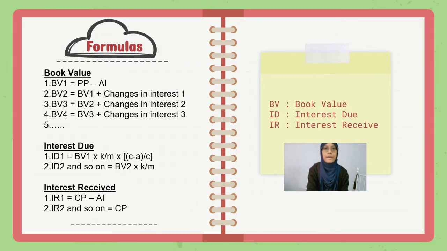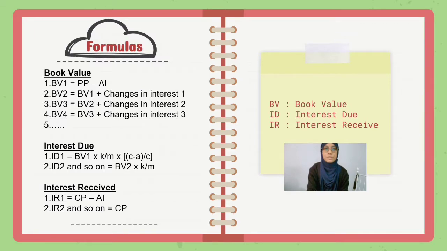And then K per M we get 0.017, so we just have to multiply it with the first book value, which is 1914.5500, and then we'll get the answer for the interest due. So for the next interest due, which is the second one, we have to just multiply it with K per M.